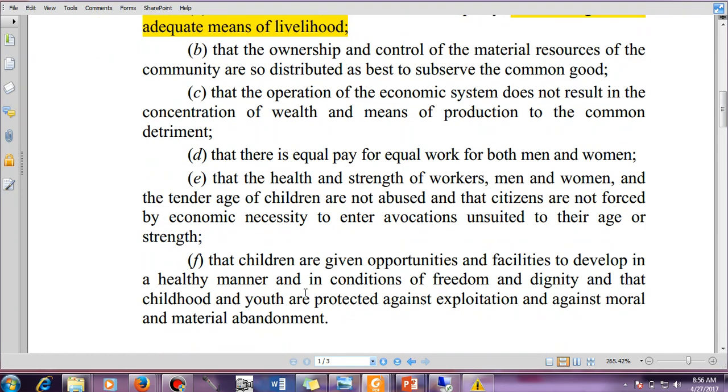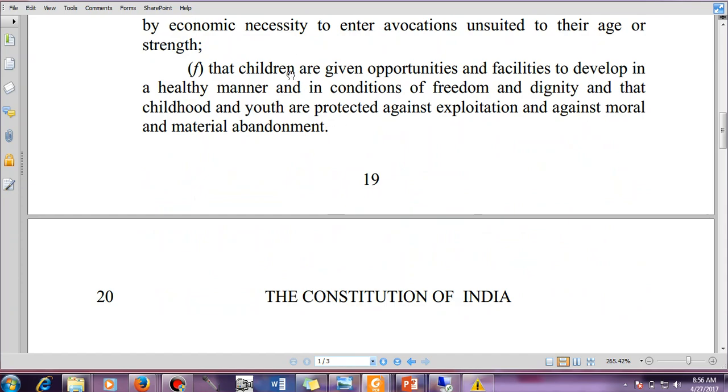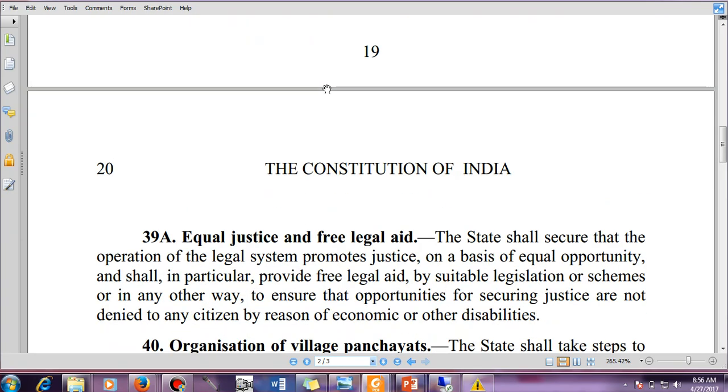The children are given opportunities and facilities to develop in a healthy manner in conditions of freedom and dignity, and that childhood and youth are protected against exploitation and against moral and material abandonment. So this is very clear. You can understand we have to protect our children. So that is the main point.